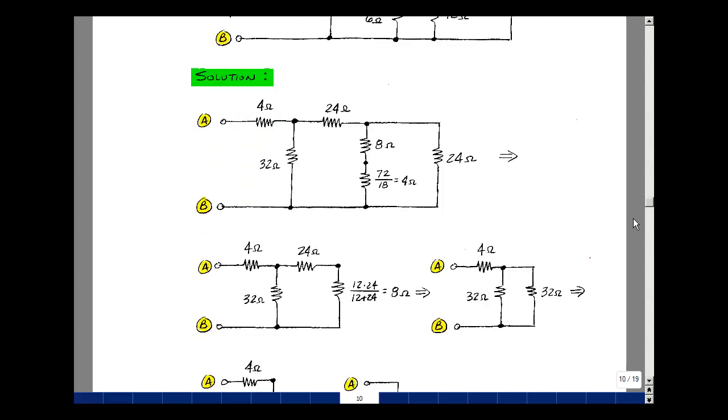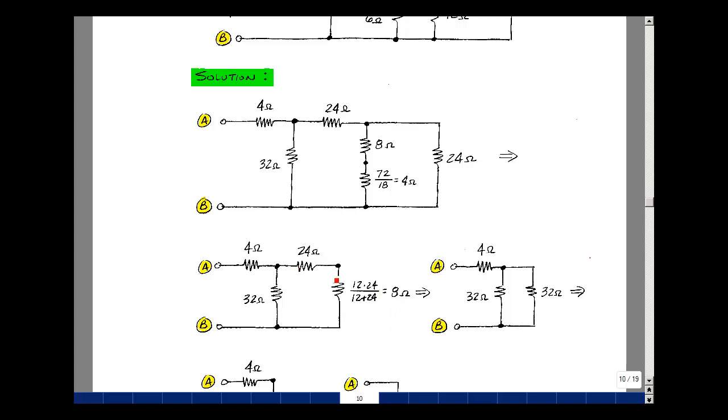That'd be the product over the sum, 12 times 24 divided by 12 plus 24. Now if you divide the numerator and denominator by 12, you get 24 in the numerator, and you get 1 plus 2 or 3. So 24 divided by 3 is 8. You can also use your calculator to do the same thing.